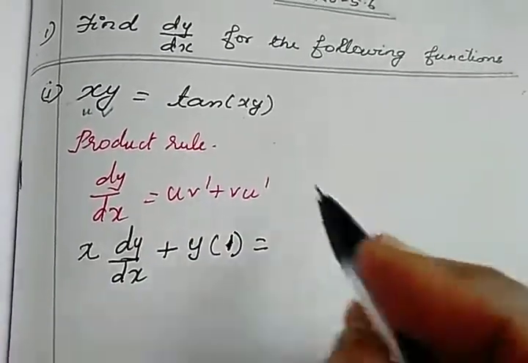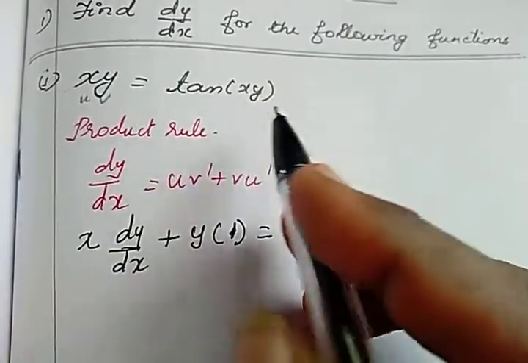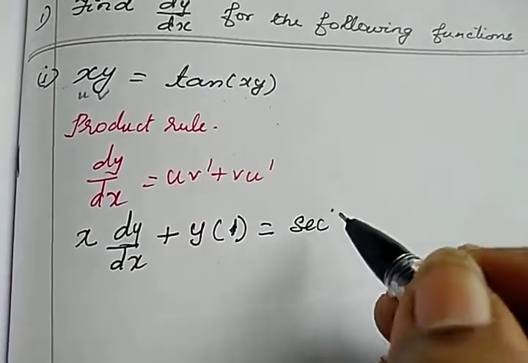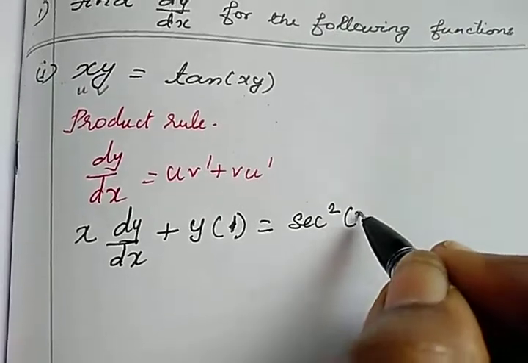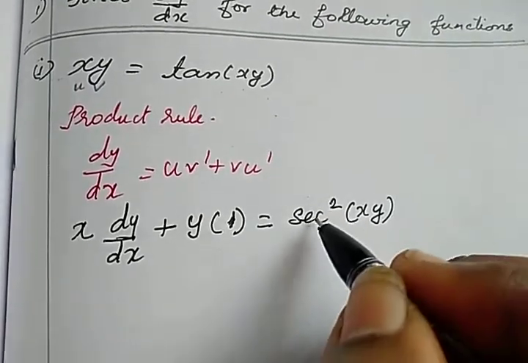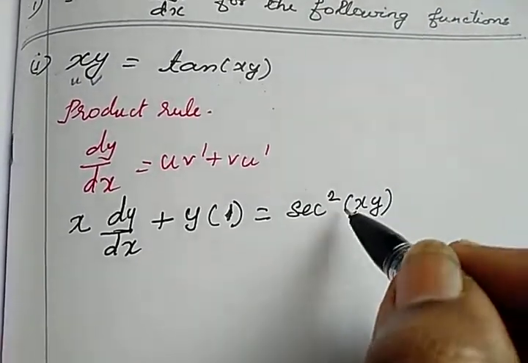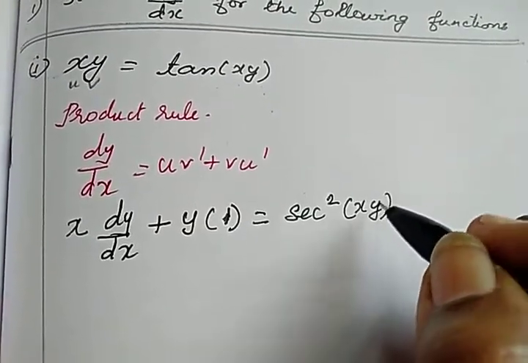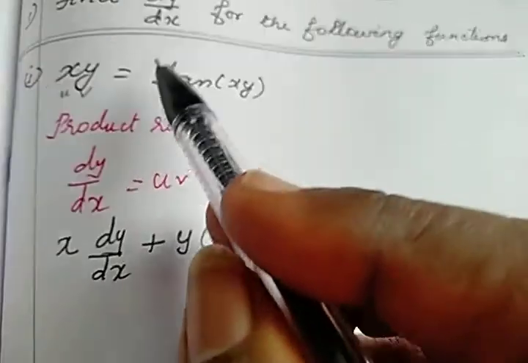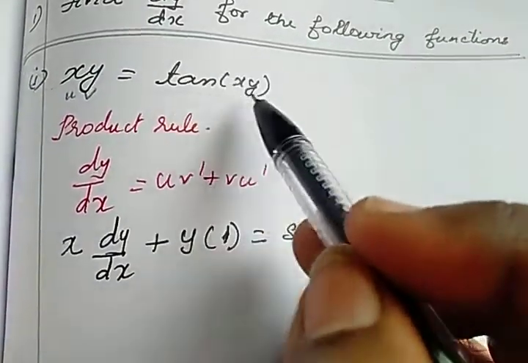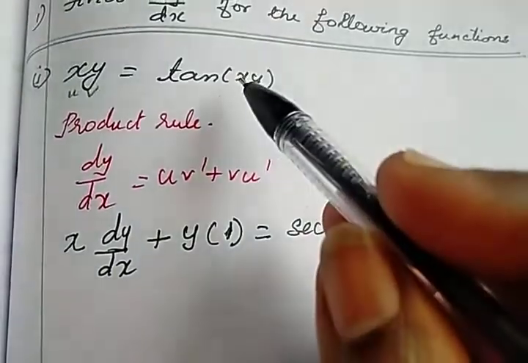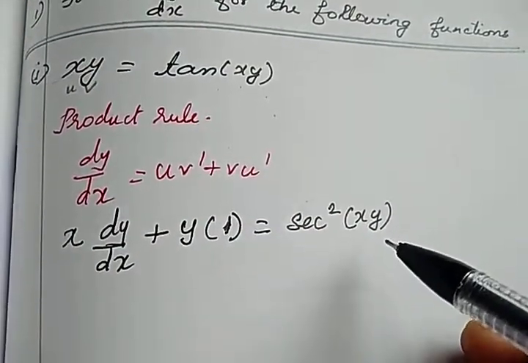For the right hand side, apply the chain rule. Tan xy: if you differentiate tan, we will get secant squared. The inner part we will not disturb first. Secant squared xy. Again, this part must be differentiated. First we are differentiating tan alone, then we are differentiating xy alone. If we differentiate tan, you will get secant squared, and xy we will keep as such.